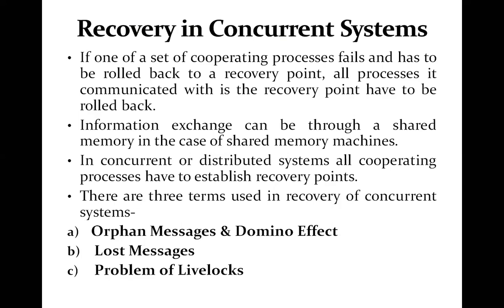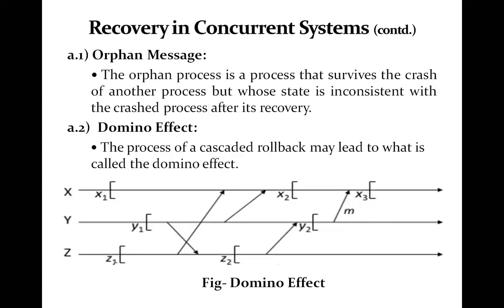So we have three terms which are used for the recovery of the concurrent system. The first one is the orphan message or the domino effect. The second one is the lost message. And the third one is the problem of livelocks. So let us go with the orphan message and the domino effect.